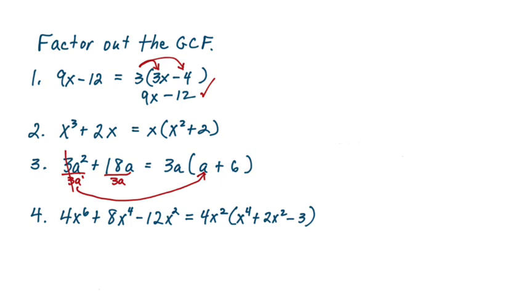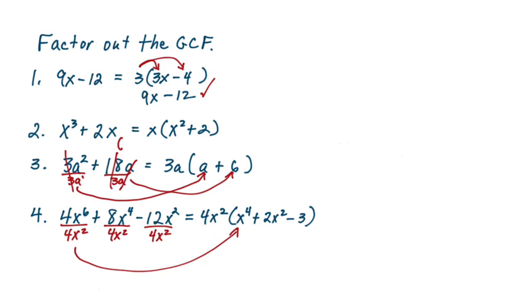When we have 18a over 3a, of course 18 divided by 3 is 6. Of course our a's cancel, and so we're just going to get that 6 there. We can do the same thing on number 4. Our GCF was 4x squared. And so you can simplify each of those to get the 3 terms in the parentheses.